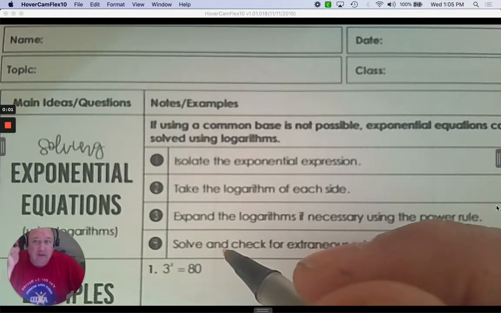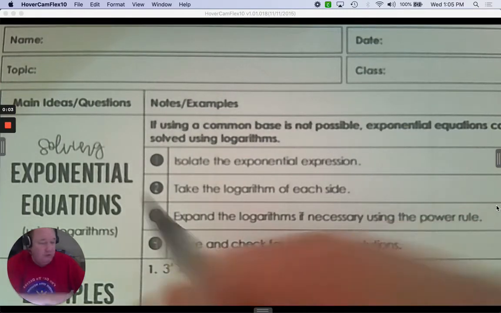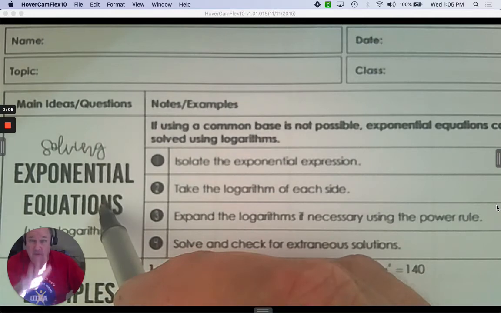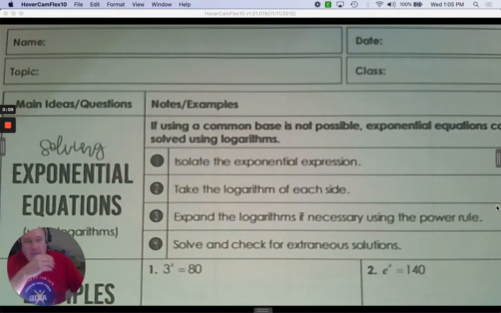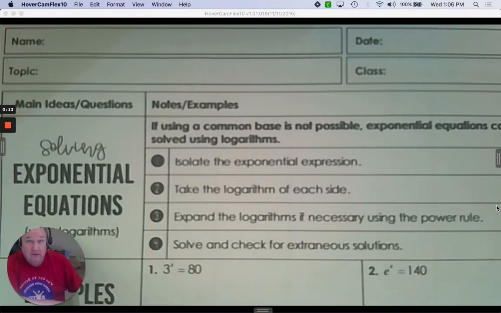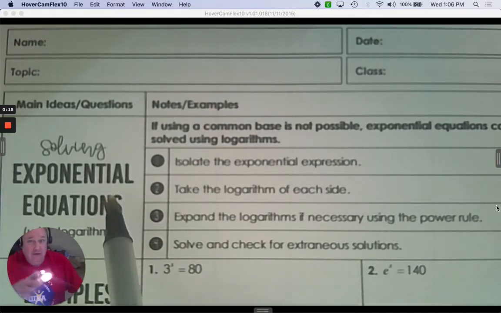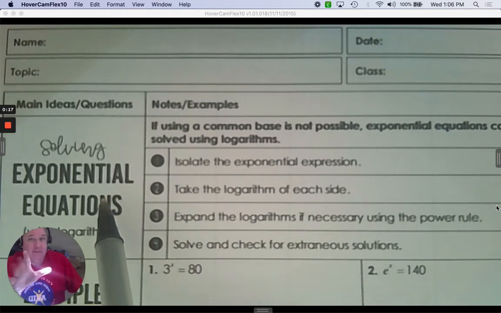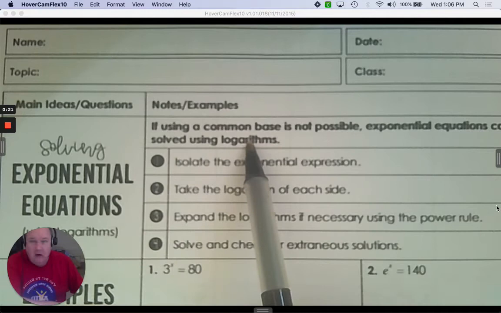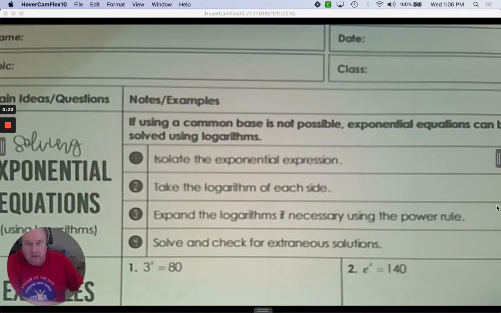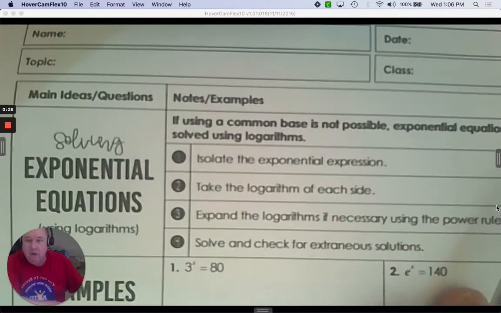All right, so this lesson is on solving exponential equations, which we've done before with common bases. But these equations you won't be able to make common bases out of. So instead you have to solve them with logarithms and your calculator. So I'm going to show you with Desmos how we're going to do this.